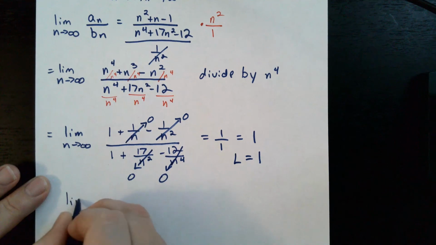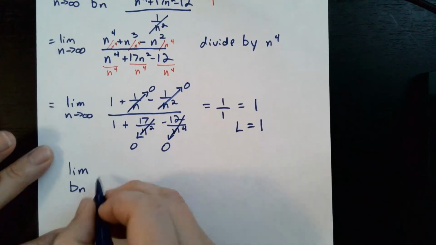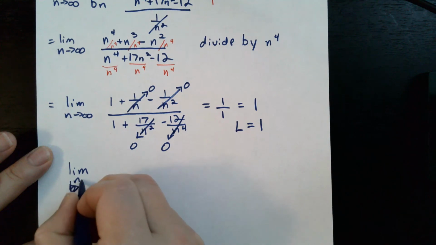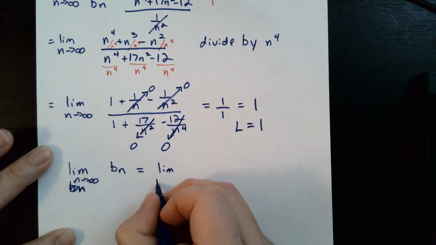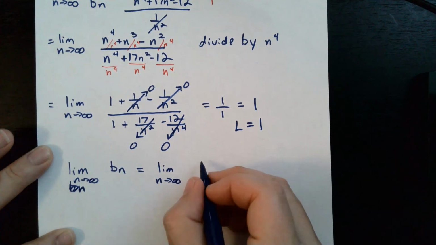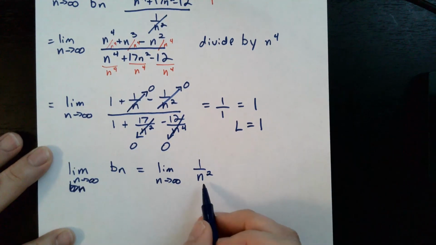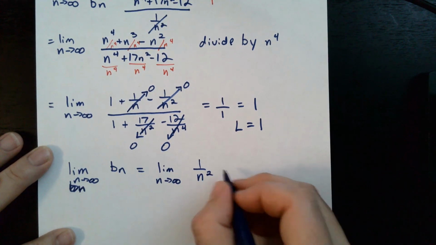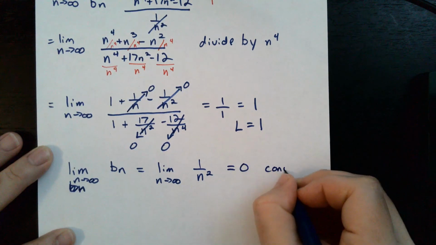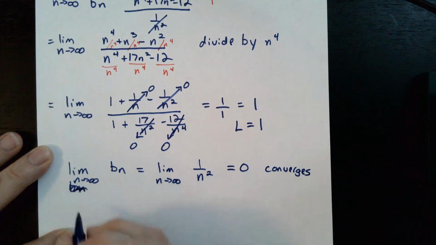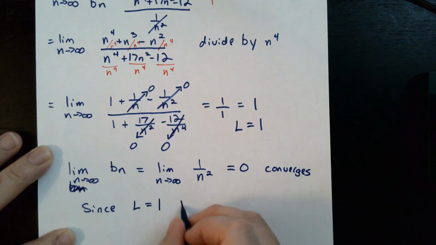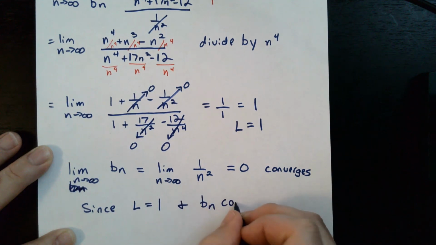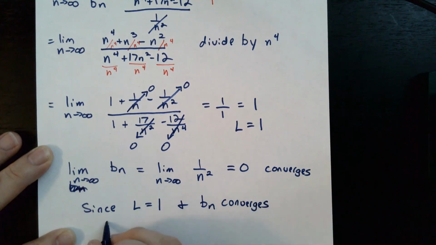If we take the limit as n approaches infinity of b sub n, which is the limit as n approaches infinity of 1 over n squared, well, as n gets infinitely large, then this fraction gets infinitely small, so that's 0. So that converges. So, since L equals 1, and since b sub n converges, then a sub n converges as well.